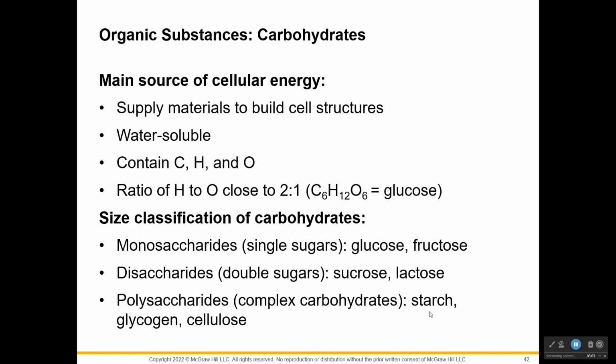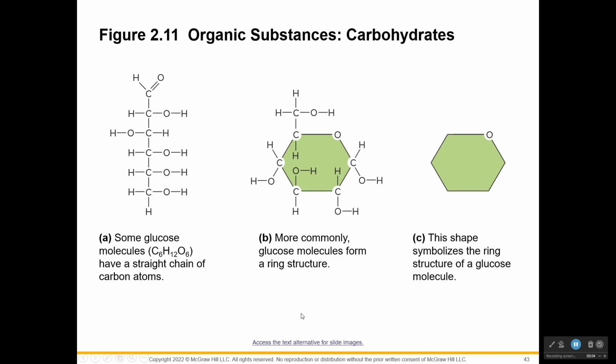Starch, anything plant-based that's white is usually starchy. Starch is what plants store their sugar as. That's why we steal it from them, like the potatoes. Glycogen is how animals store their sugar, and this is going to be stored in your muscles and liver. And then cellulose is actually plant cell wall material. This is what we would call fiber. We can't digest this, so it helps you move things faster in the digestive system.